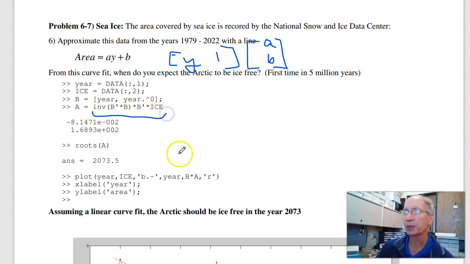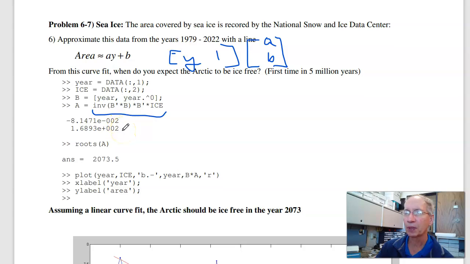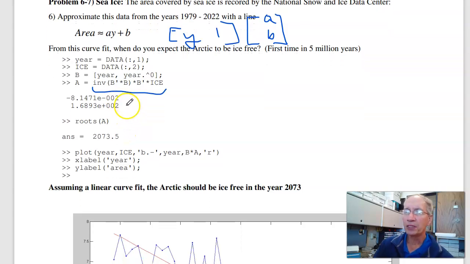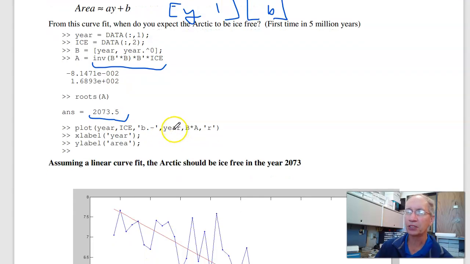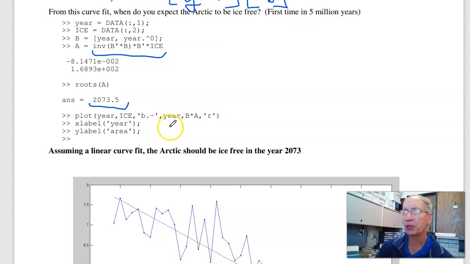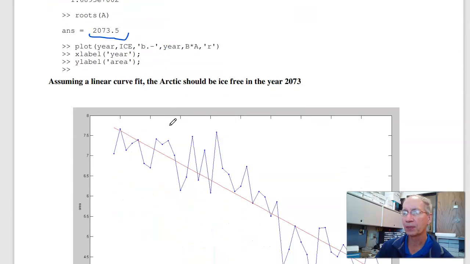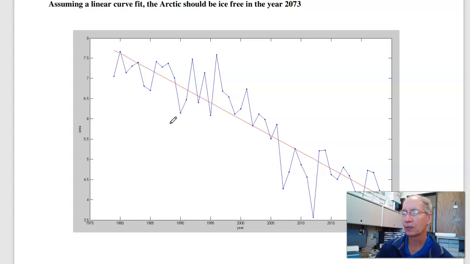Least squares curve fit, same equation one more time. I get my curve fit. There's A and B. From this, I can find out when the function will equal 0. That's the roots command in Matlab. This says, assuming a linear curve fit, meaning nothing's changing, same ice melt every year, we should be ice-free in the year 2073. That's what your data looks like.